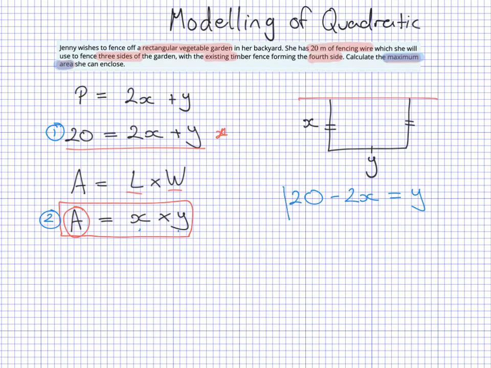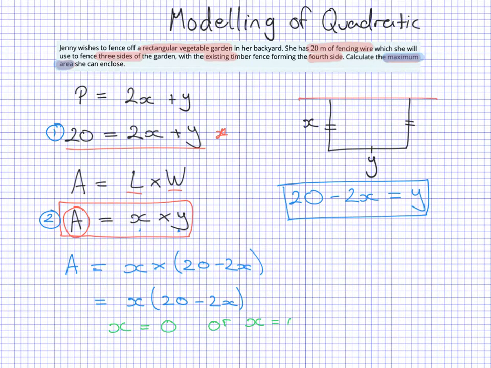Now this equation here, I can actually substitute back in place of y in the area equation. It looks like this. X times 20 minus 2x, which we could expand out if we wanted to, but I'm going to leave it like this because as it is, it shows us the x-intercepts of the area equation. Alright, so I'm just going to solve that equation for what the x has to be to give us the area. So first solution is either that x equals 0, now I'm using the null factor law in case you hadn't worked it out, or x equals 10, which comes from solving this second bracket here.